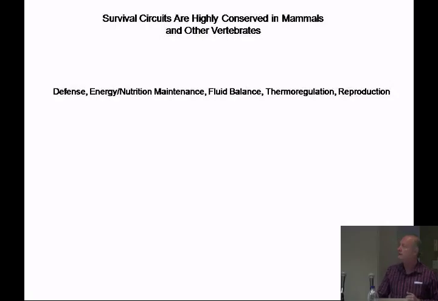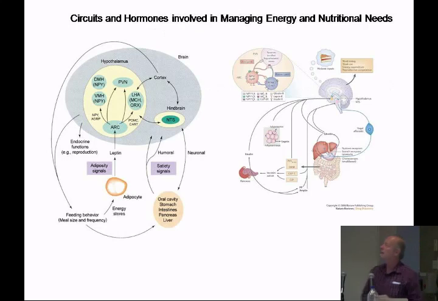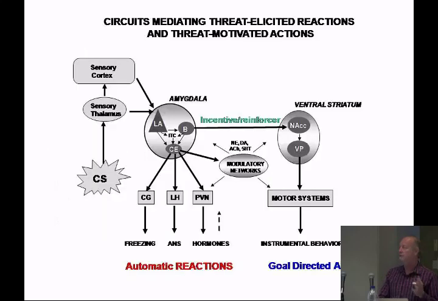if we look at the vertebrate brain, as we go through, there are these conserved circuits. For example, here's the system involved in managing energy and nutrition. This is highly conserved throughout mammals and other vertebrates. Many of the hormones that take care of these things are conserved. The neural circuit is highly regulated and conserved, hypothalamic mechanisms, pituitary, all of that stuff. Sexual behavior, same way.